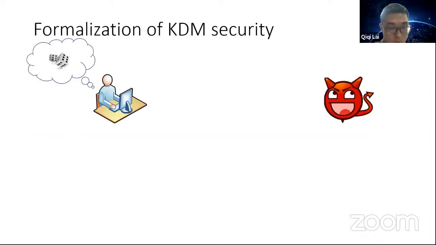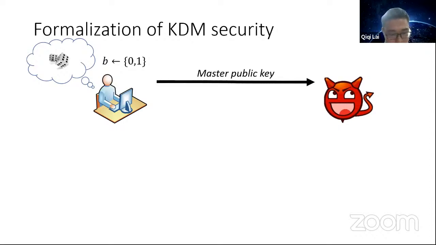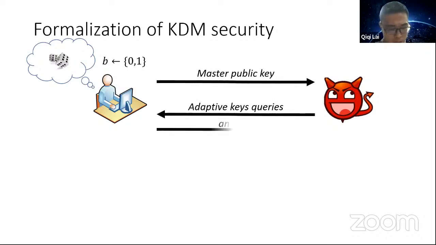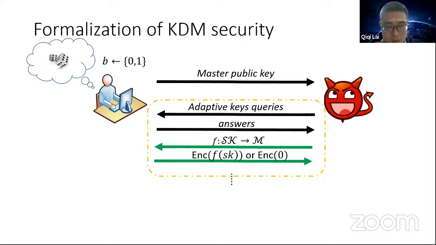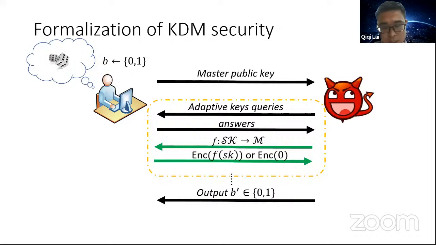More formally, the KDM security can be described by a security game between the challenger and the adversary. At the beginning, the challenger first chooses a random bit and sends the masked public key to the adversary. Then the adversary can conduct key extraction and KDM queries. Finally, the adversary responds with a bit b prime. We say that the adversary wins the game if b equals b prime.